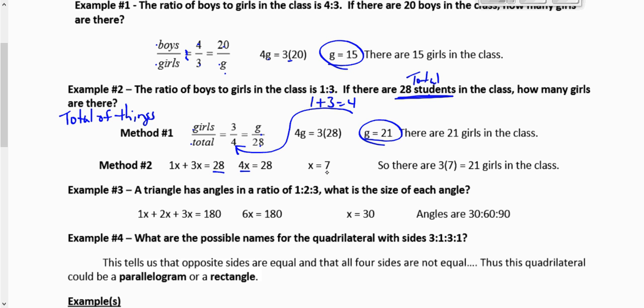3. Okay, so once we get this multiple, that's not the answer, that's the multiple. So the girl part of the ratio is 3. We know the multiple is 7, so what do we do? And we get 21 girls again. You see how that works?